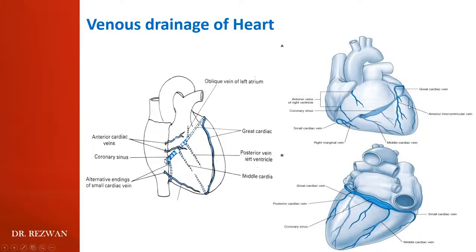This is the anterior interventricular vein. Again, this is the posterior cardiac vein, middle cardiac vein, small cardiac vein, and obviously this is the posterior aspect, so the great cardiac vein is hazy over here. So this is the diagram of the venous drainage of the heart.